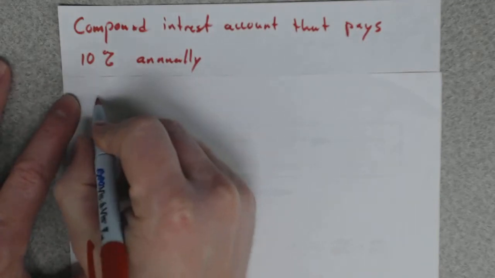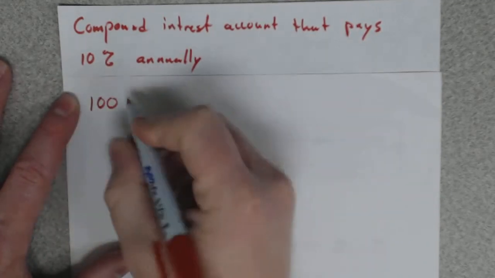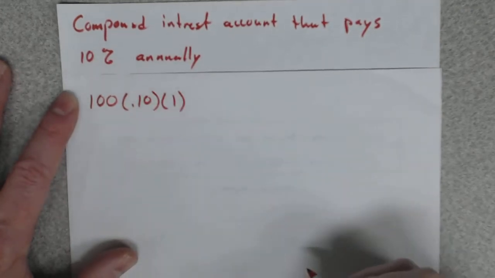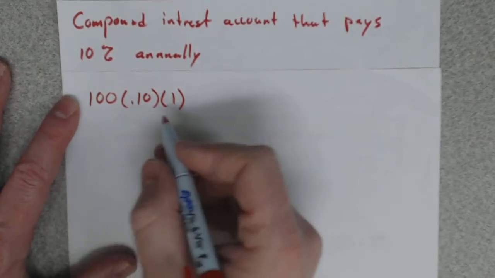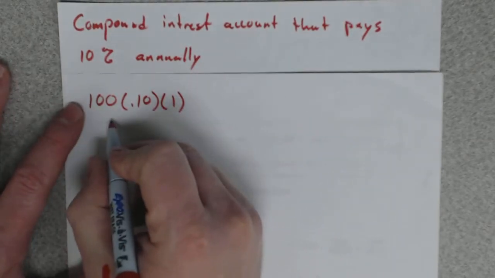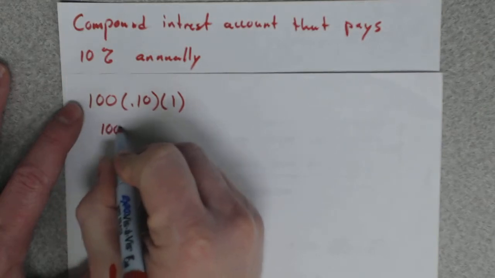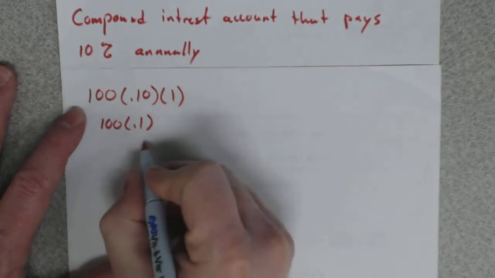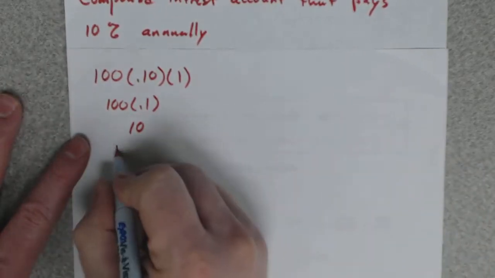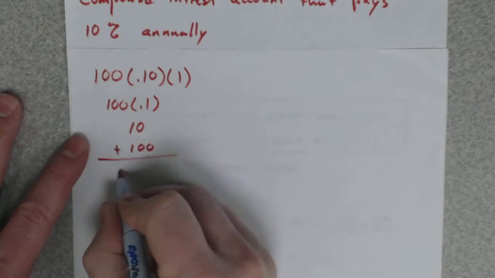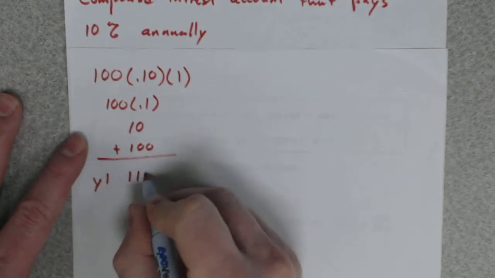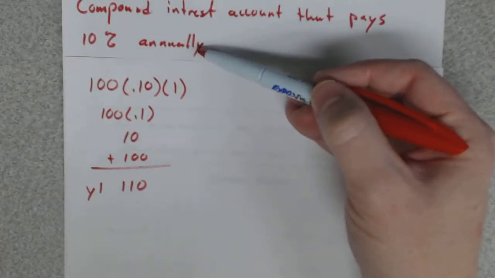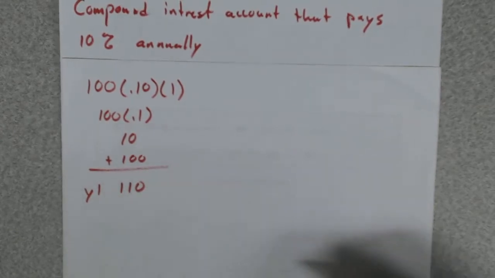So first year, what happens is you take the $100 and you times it by the percent, and since a year went by, you use 1. This is simple interest right here. Okay, that's how you compute the first year's interest. So you take 100 times 0.1 times 1, and times 1 is just itself, so I'm not going to worry about that. And 100 times 0.1 is 10. And I take that $10 and I add it back to the 100. So at the end of year 1, I would have $110. And I do this by year because it's annually. So at the end of year 1, I'd have $110.